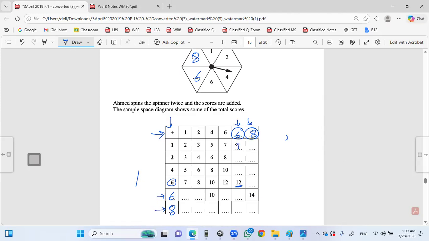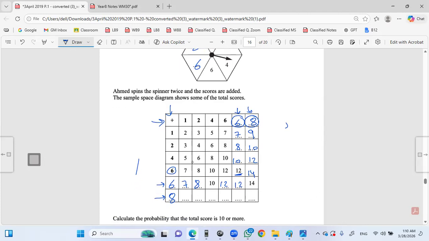Here, you got a 7. I'm adding the 1 to the 6, 7, and here is 9. Adding a 2, this is going to be 8 and 10. Adding a 4, 10 and 12. Adding a 6, this is going to give you 14. Adding a 6, this is going to give you 7, 8, 12, 12 again. Adding an 8, this is going to give you 9, 10, then 12, 14, then 14 again, then 16.